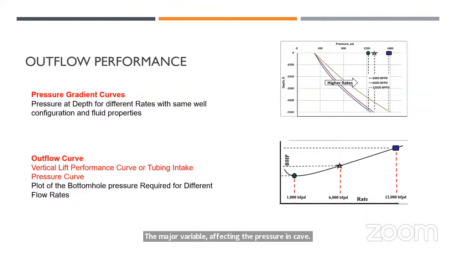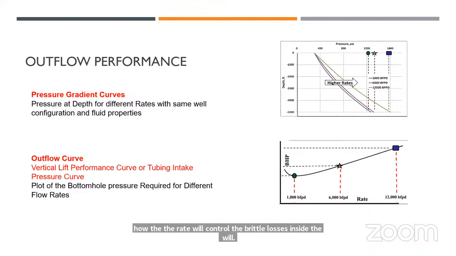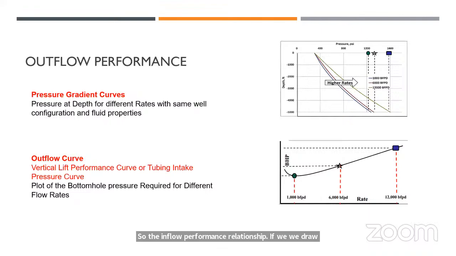We explained this before. This is how the rate will control the pressure losses inside the wellbore. So for the inflow performance relationship, if we draw this rate against the bottom hole flowing pressure, that is where we can get the optimum rate.